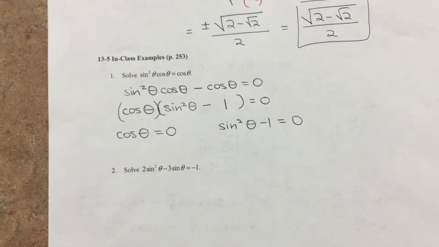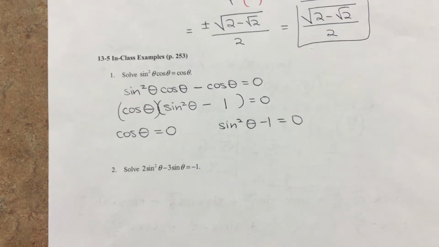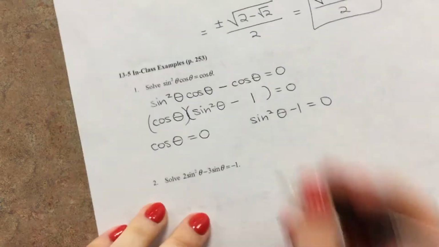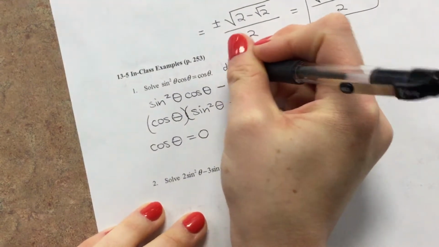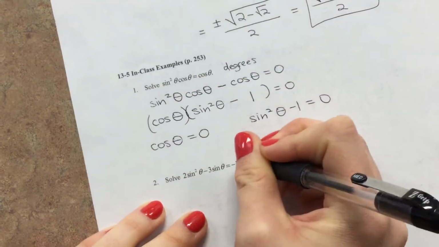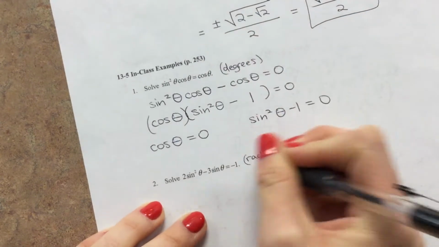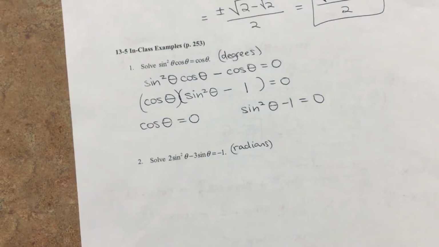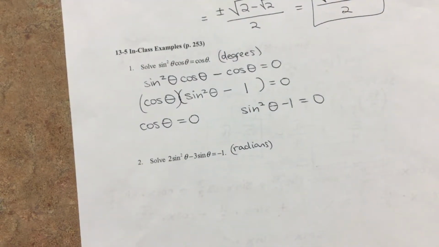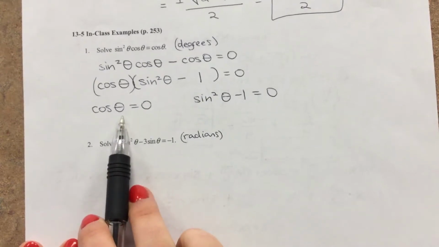Every problem that I give you, I'll tell you guys if I want your answers in degrees or in radians. So let's say that we want this one in degrees, and then we'll do number 2 in radians just so we can practice both. So degrees for number 1, radians for number 2. But like I said, I will specifically give you the instructions, either degrees or radians or a certain range that I want you to go in. Okay, so this one, cosine theta equals 0.